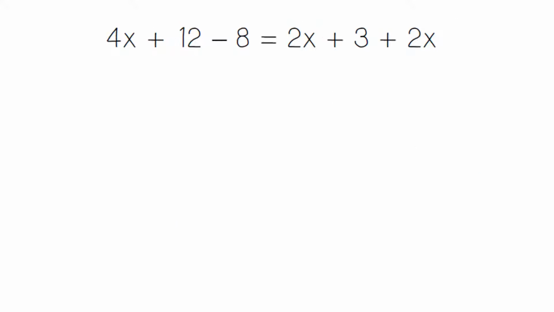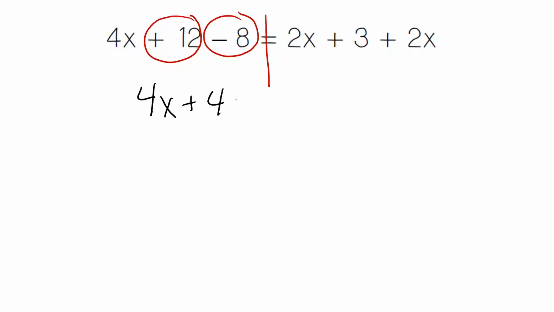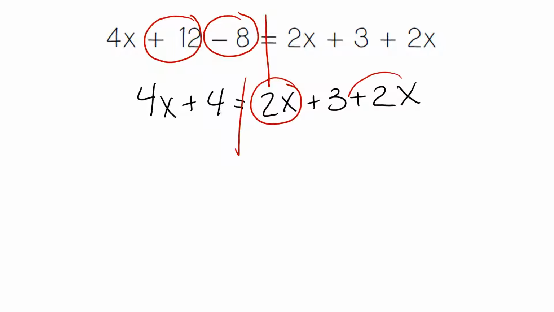For this problem, we don't have any parentheses, so we can go straight into combining our like terms. On the left-hand side, we can combine the plus 12 and the minus 8. 12 minus 8 is going to give us 4. We bring down everything else that we did not use. On the right-hand side, we can combine the 2x plus 2x. 2x plus 2x is going to give us 4x.